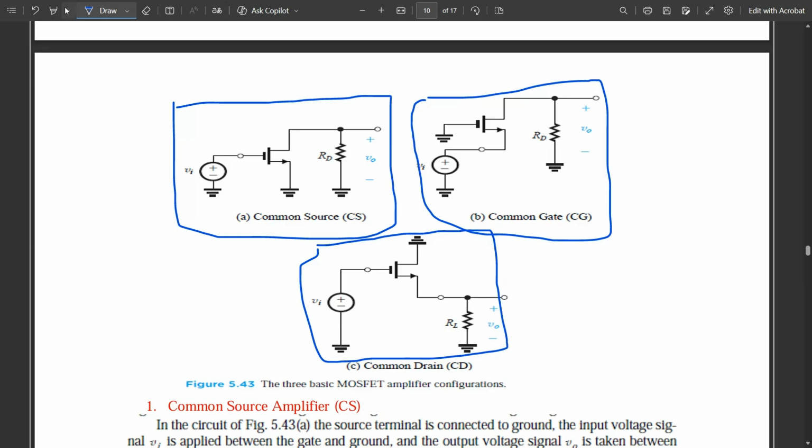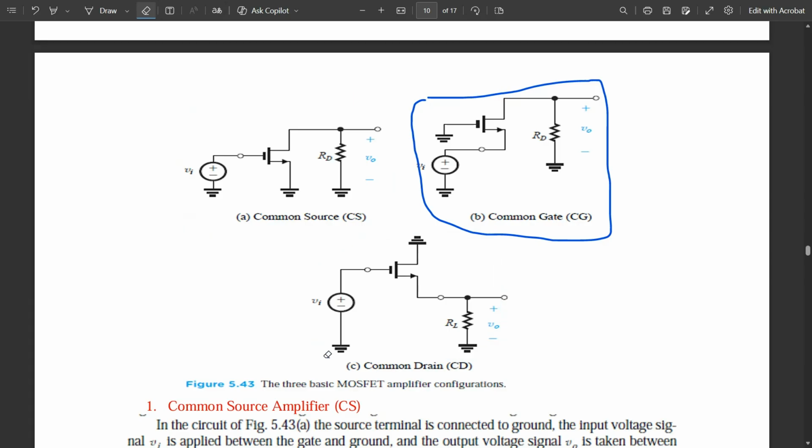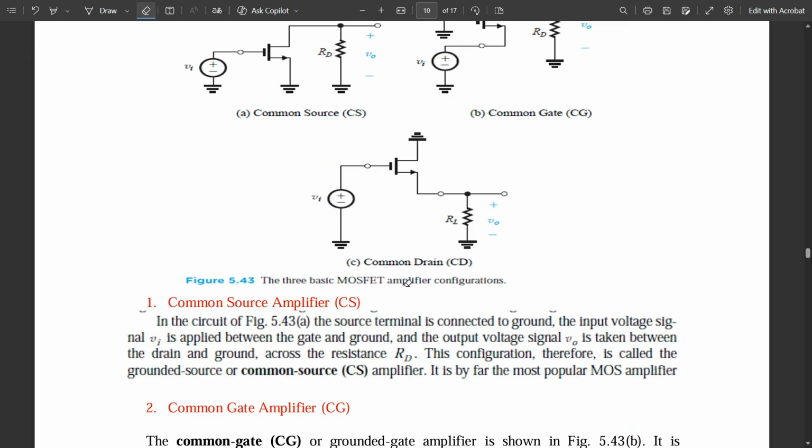So these are the three simple circuits which you need to know: common source, common gate, and common drain. These are the three basic MOSFET amplifier configurations.